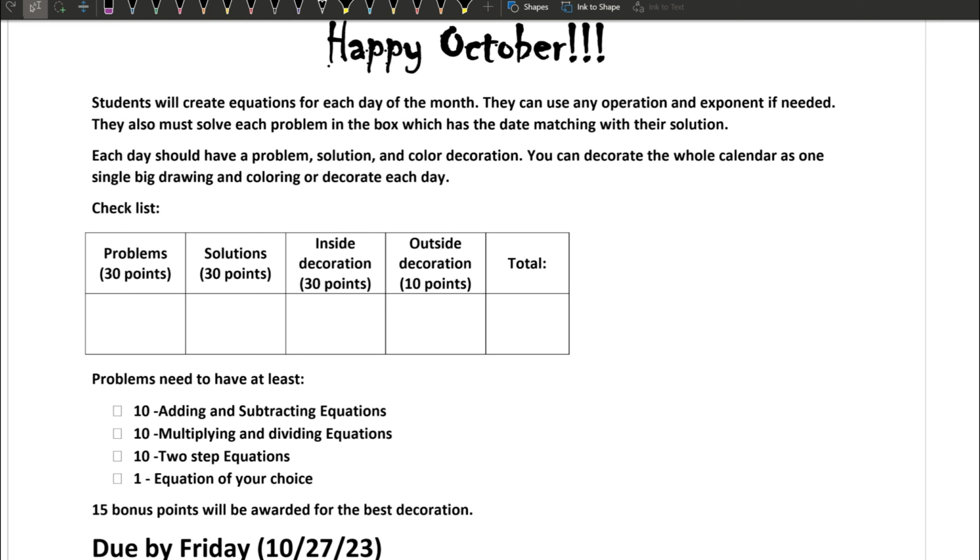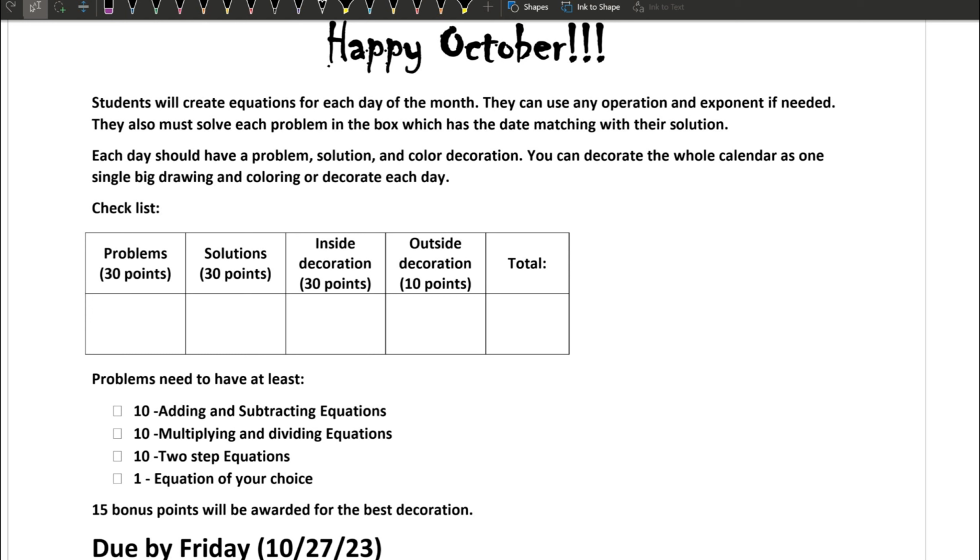Okay, so here's the instruction. Students will create equations for each day of the month. They can use any operations, which means add, subtract, multiply, divide, and exponent if needed. They also must solve each problem in the box which has the date matching their solution. Each box of the month should have a problem, solution, and color decorations. You can decorate the whole calendar as one single big drawing and coloring, or decorate each day.